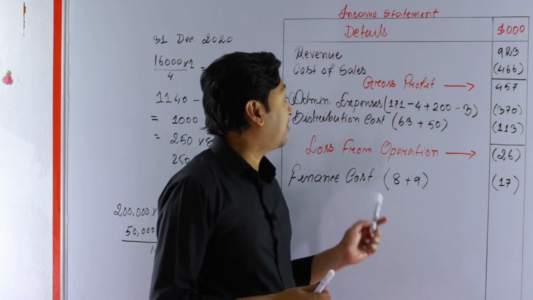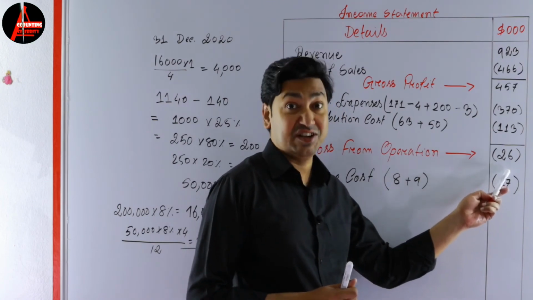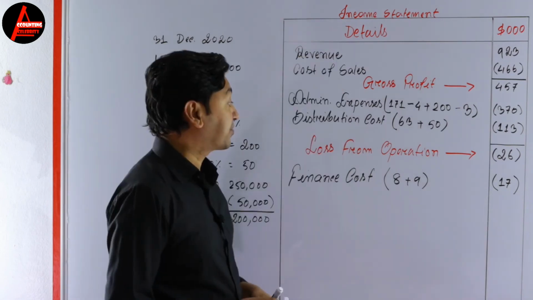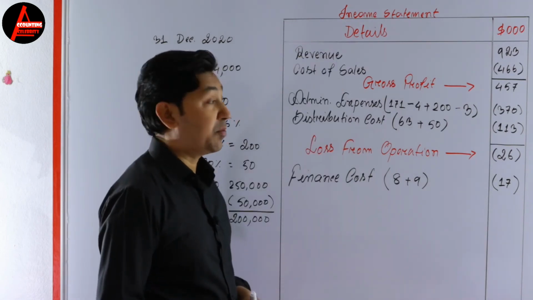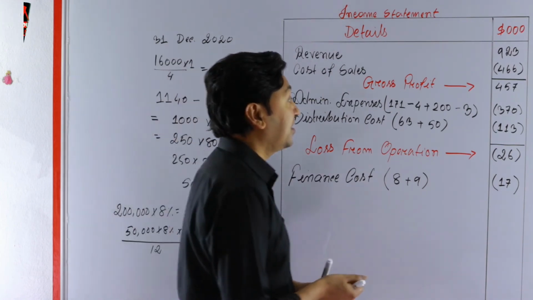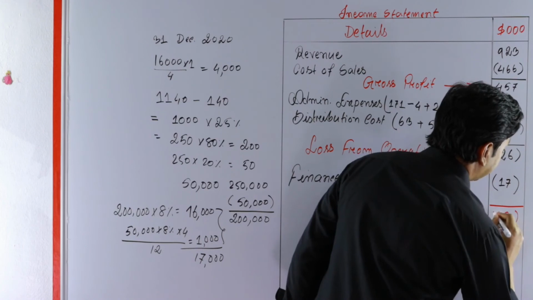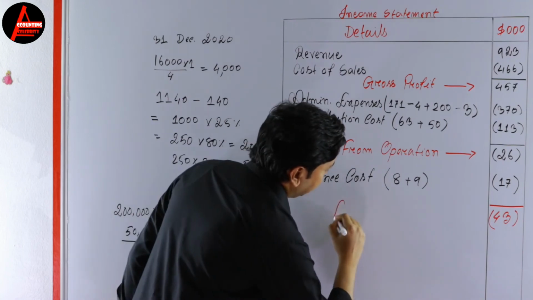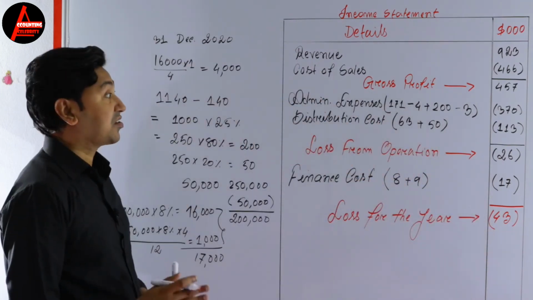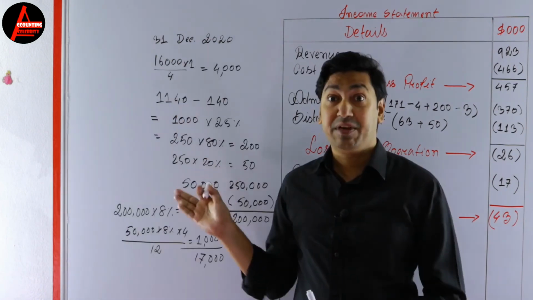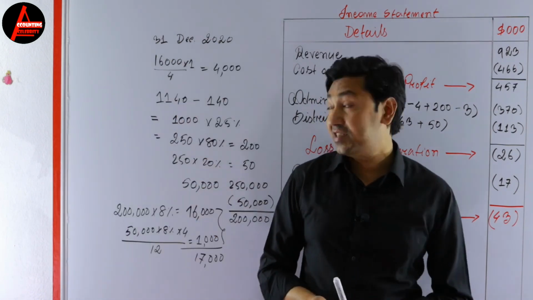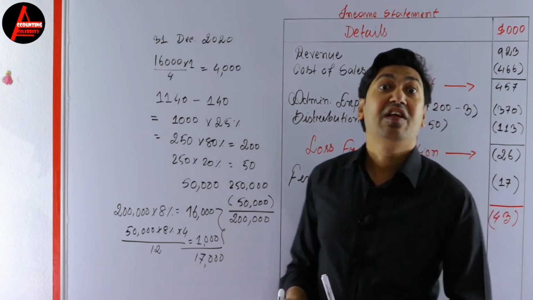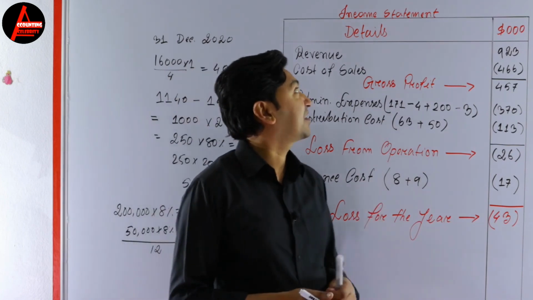Here we already have loss on operation, which is $26,000. Now again we have finance cost, which is $17,000. If we subtract this finance cost from this operational loss, what do we get? We get $43,000. Still a negative figure, it is a loss. So this is called loss for the year. Nothing is complicated, just this part is a bit complicated because you need to adjust so many things. You have to calculate your depreciation, you have to calculate the interest on debenture, then you have to adjust this amount in this income statement.